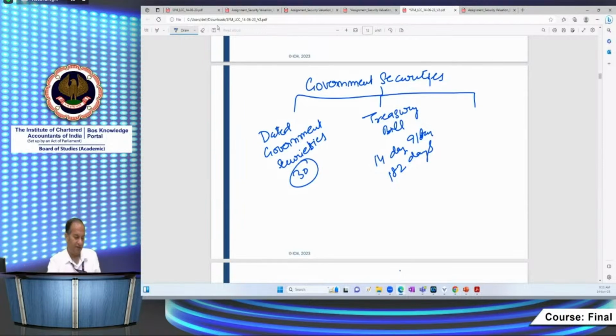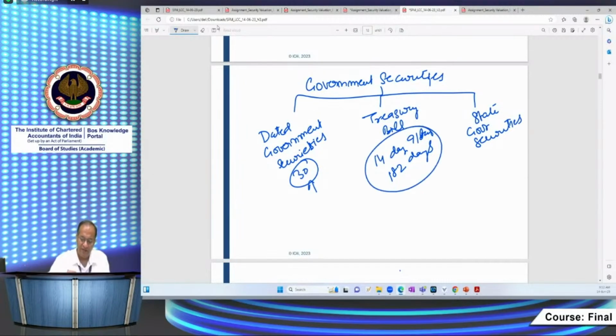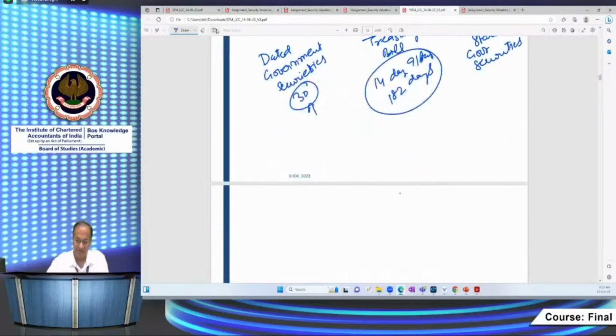Now next we come to another, state government securities. These are issued by the state governments, but more popular instruments or investments are central government securities and treasury bills. These treasury bills are normally used for parking the money for the short term.